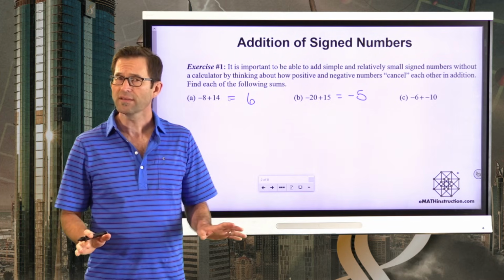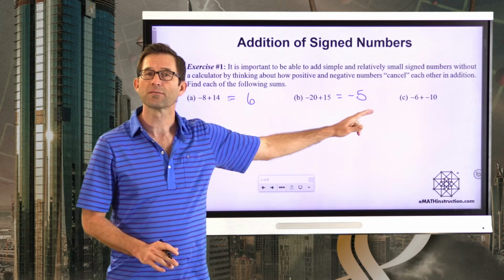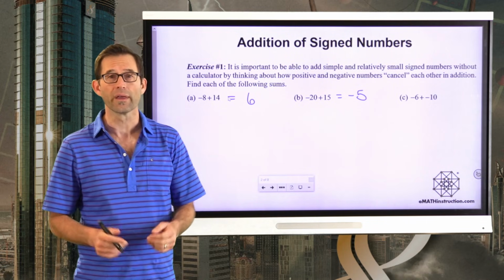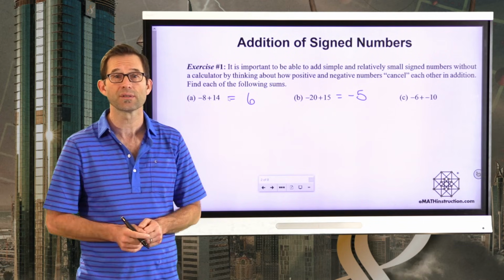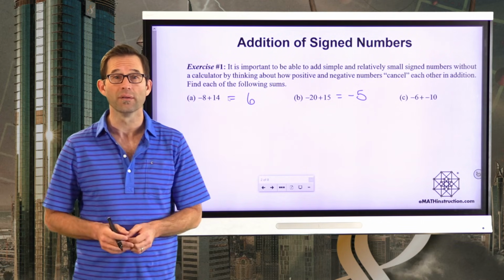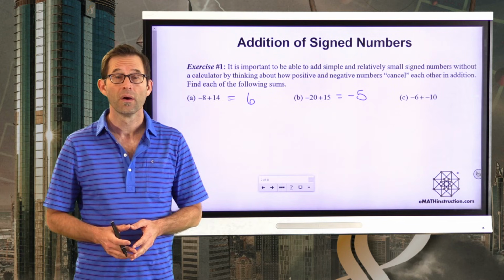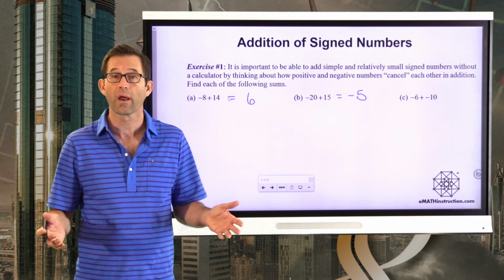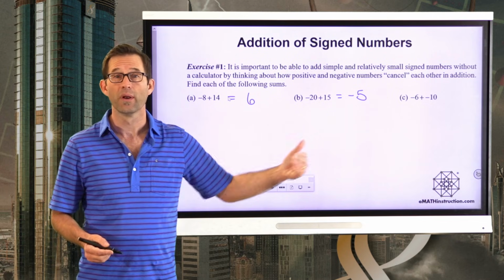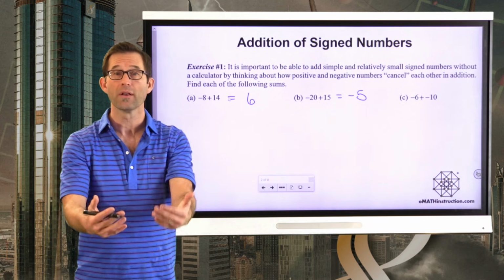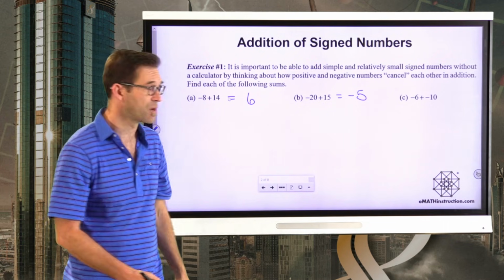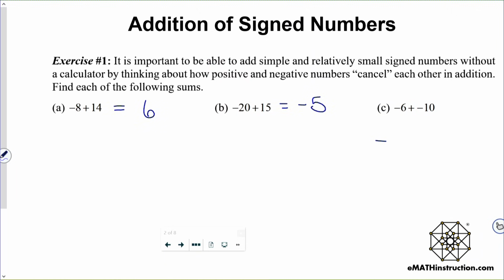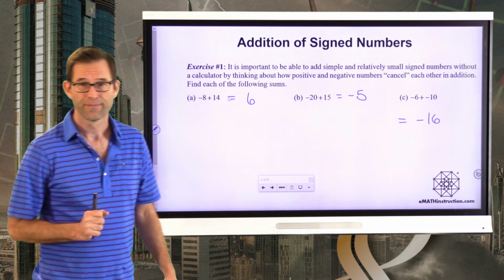Now, the last exercise, -6 plus -10. Literally, I have 6 negative ones and 10 negative ones, and when I add them together, I get 16 negative ones. That's just what I have. So when I have a negative added to a negative, I just get more negative. Nothing cancels there whatsoever, just as nothing would cancel if I added two positive numbers together.